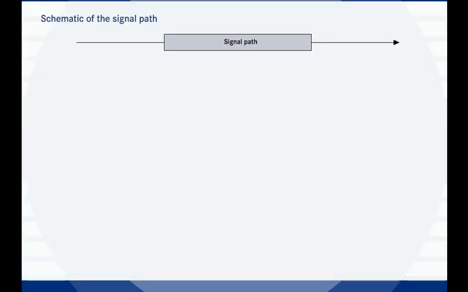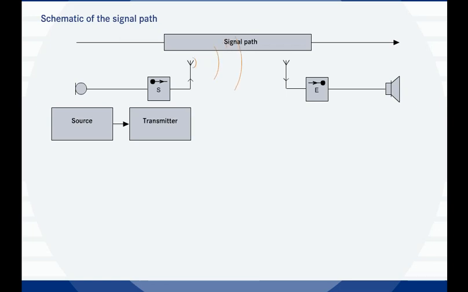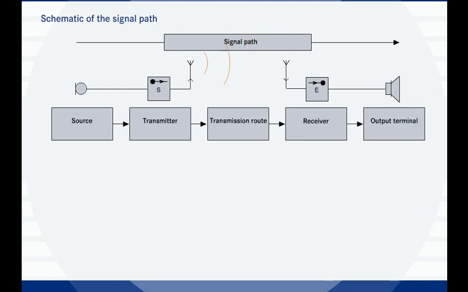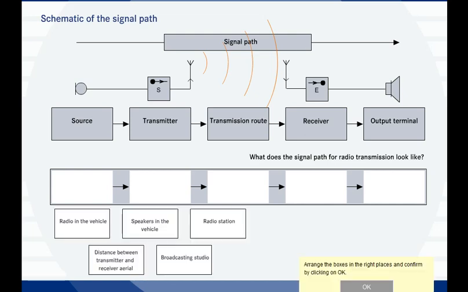The following diagram shows a clear technical description and representation of the signal path. The signal is generated at the source and emitted by a transmitter. The signal travels along the transmission route, reaching the receiver, where it is output at the output terminal. Think of a radio receiver in a vehicle and try to construct the path of the radio signal using the basic diagram as a guide. Put the boxes into the correct order and confirm with OK.